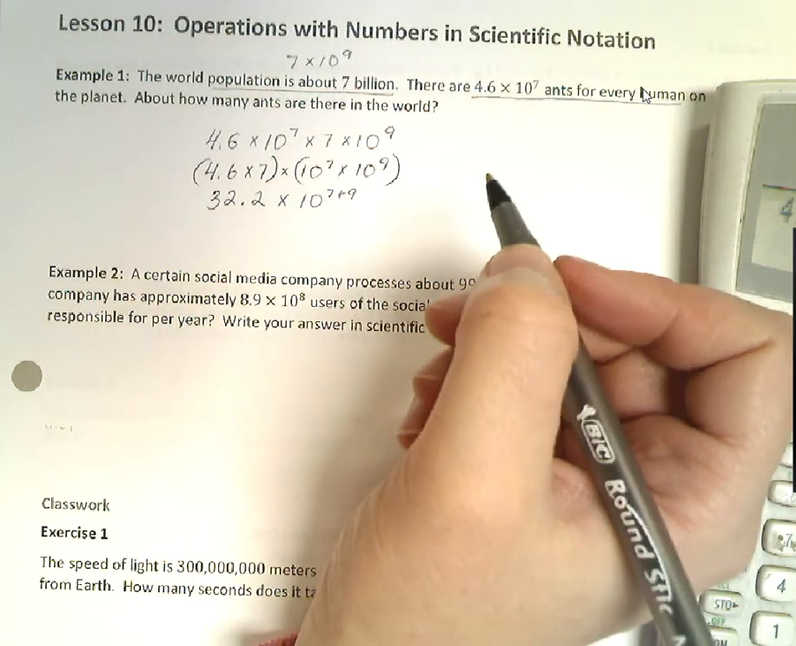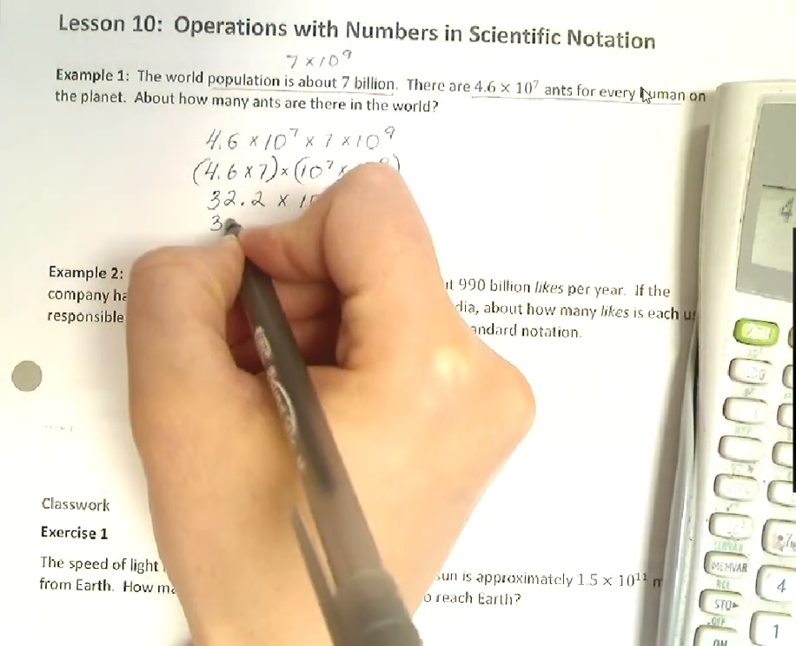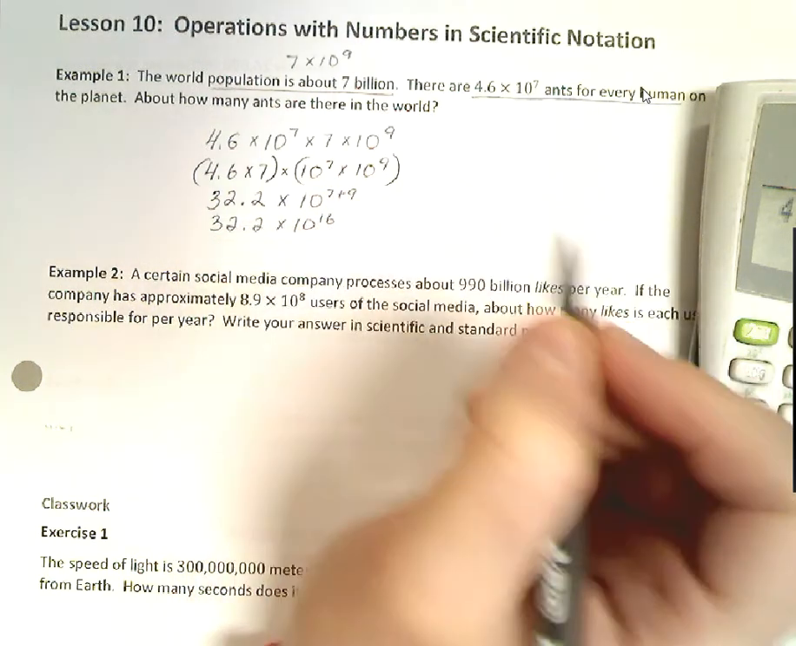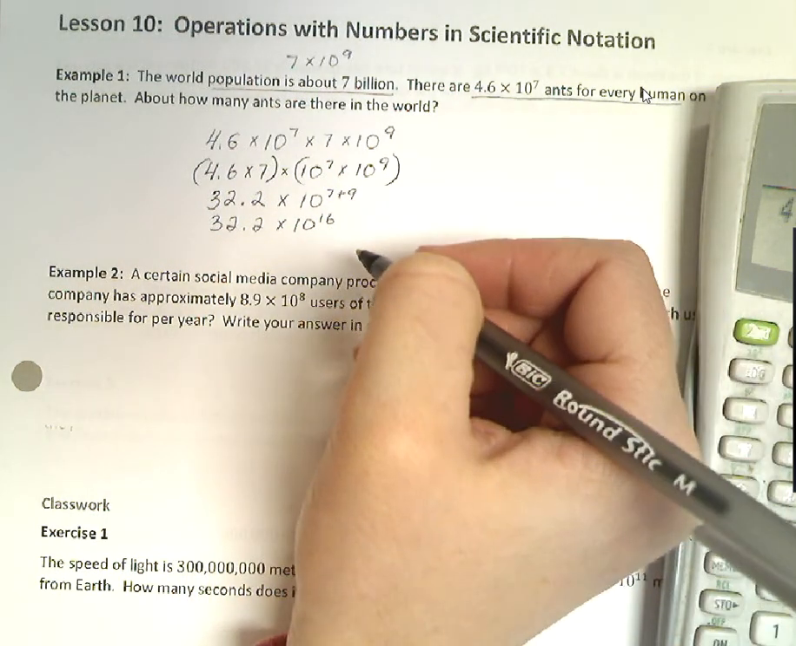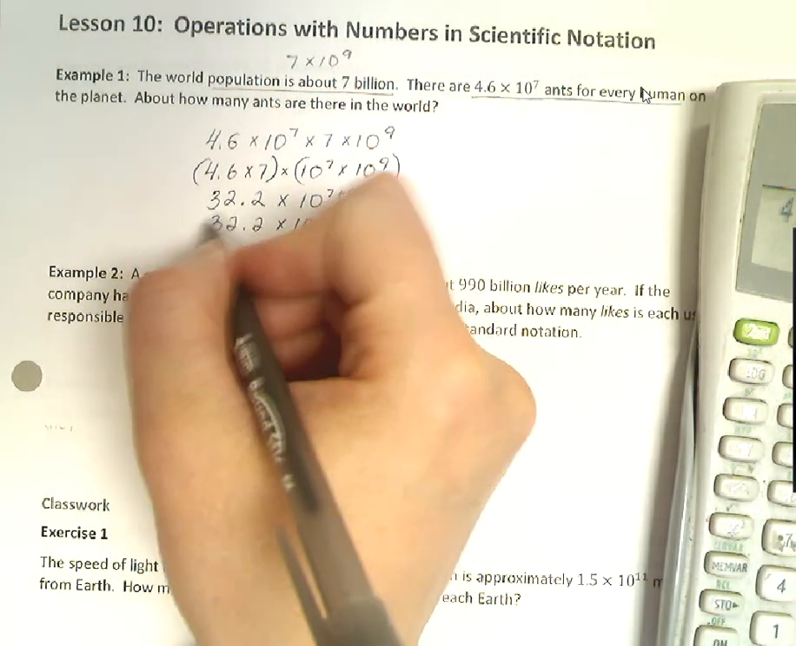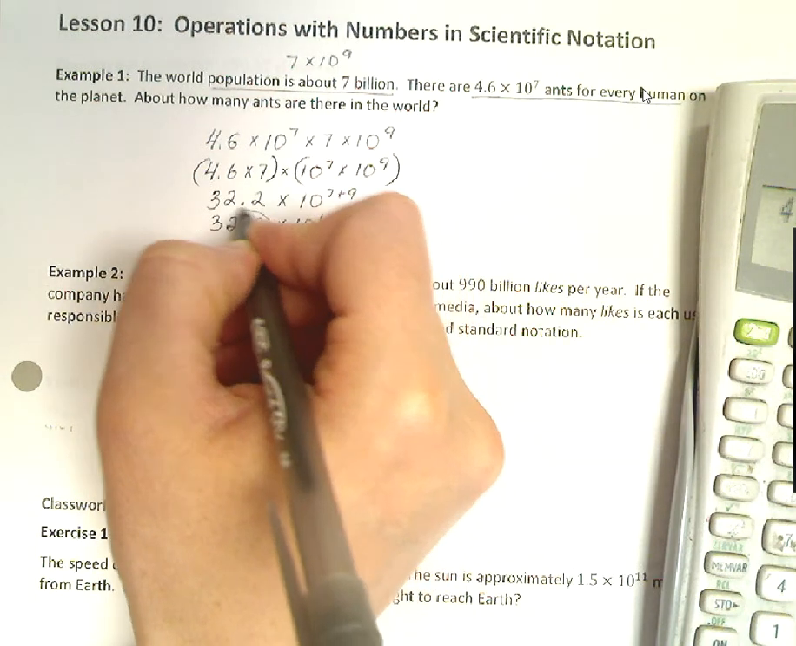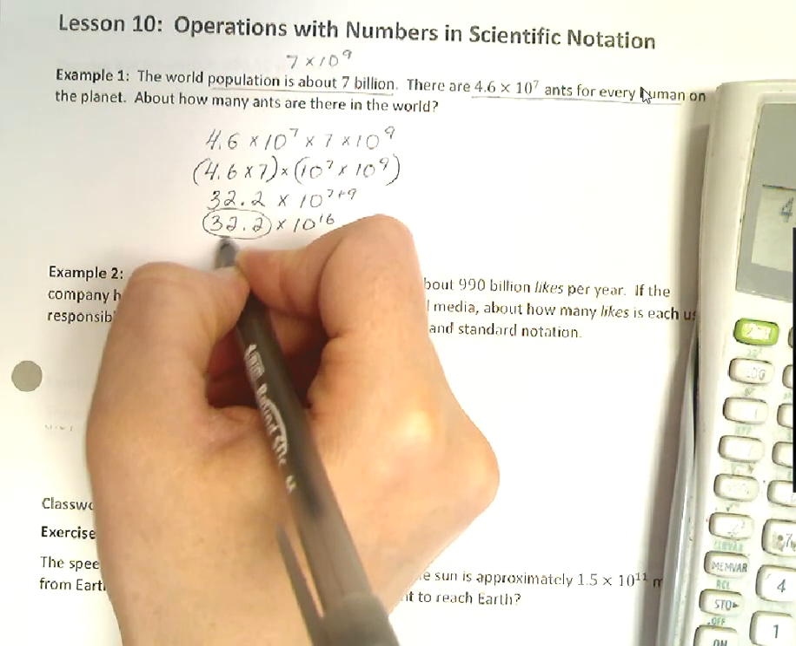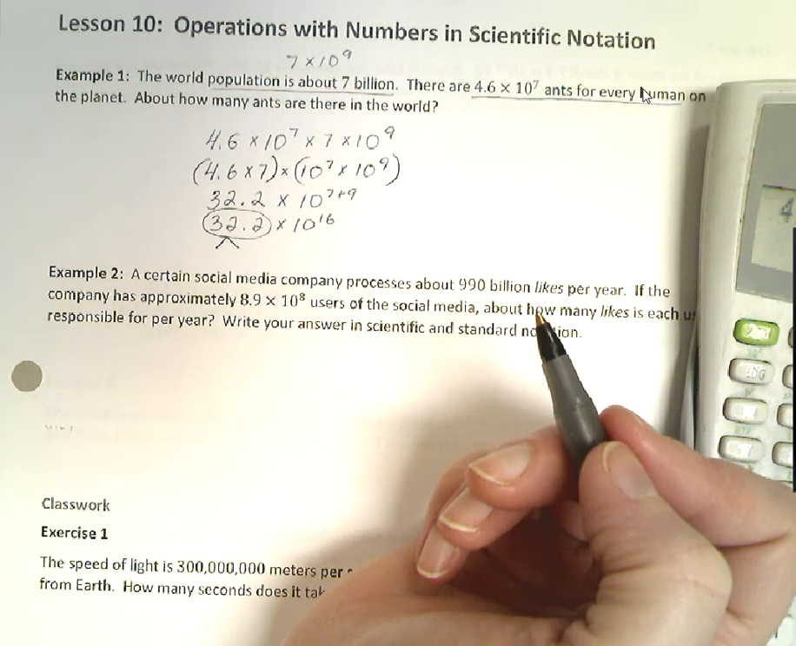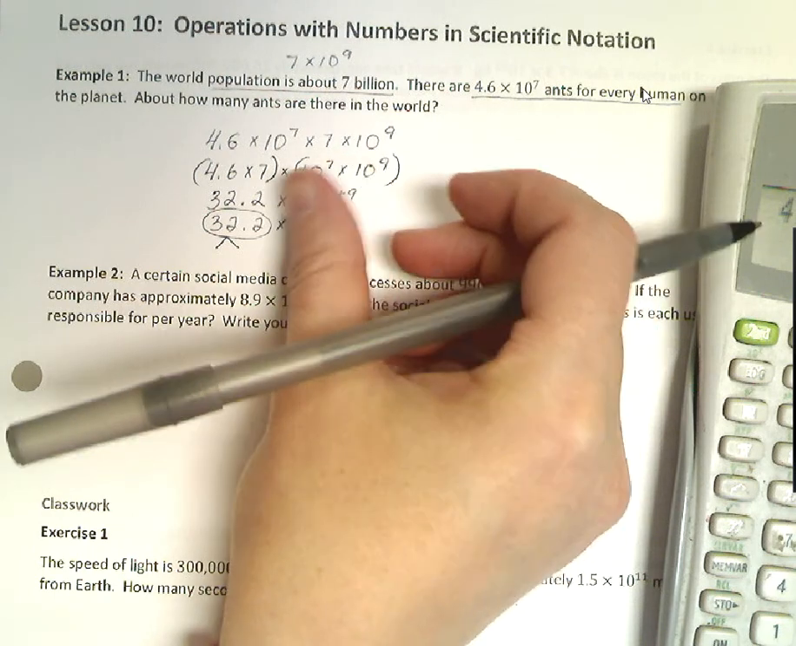Okay. Now I'm thinking, well, 32.2, that's all good, times 10 to the 16th, that's all good, but is this number written in scientific notation? No, because 32 is greater than 10. I'm going to take that 32.2 and change it into scientific notation. I'm going to decompose it to make it into scientific notation. I don't even have to worry right now about 10 to the 16th.